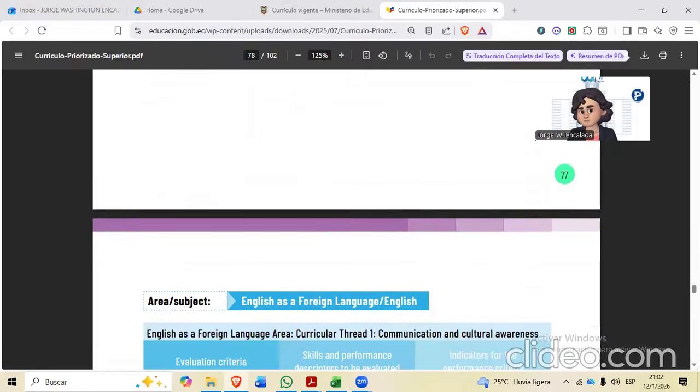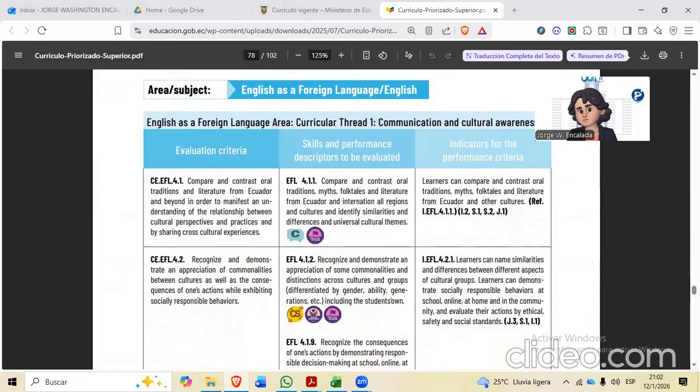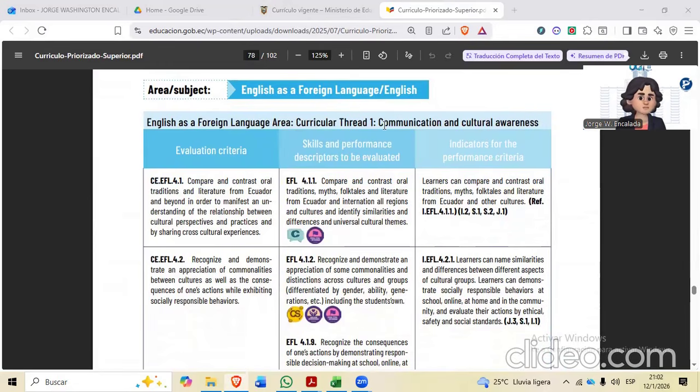Now, once we move from the objective, we have the curricular threads. As I told you, the curricular threads are how we organize the contents into different big areas of study. So we have English as a foreign language, curricular thread number 1, communication and cultural awareness. That means that communication and cultural awareness is one of the big components that we have in EFL. And if you remember this, you can associate it with a scope from the first partial, because we are organizing the content.